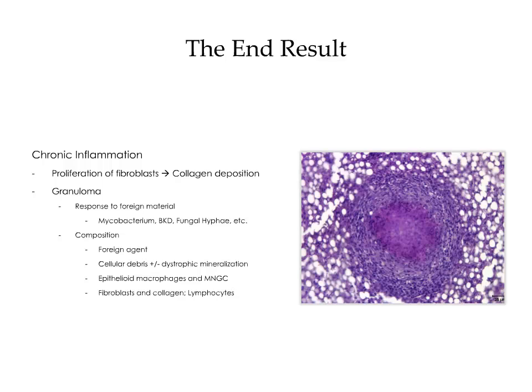Granulomas typically form in response to foreign material, whether it's Mycobacterium, Renibacterium salmoninarum, or fungal hyphae. The basic composition of a granuloma is a central core containing the foreign agent, surrounded by cellular debris and variable degrees of dystrophic mineralization. The central core is surrounded by epithelioid macrophages and multinucleated giant cells.